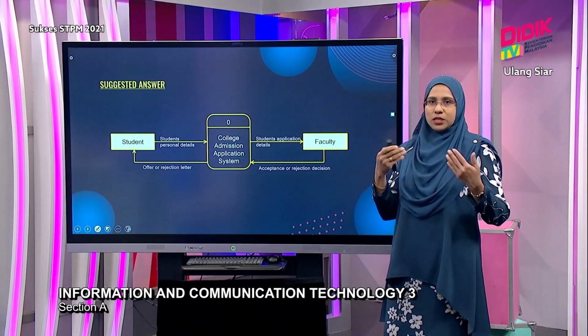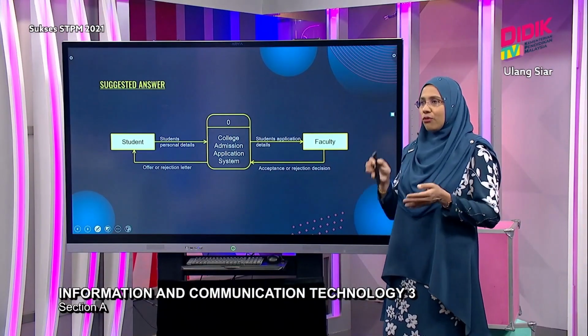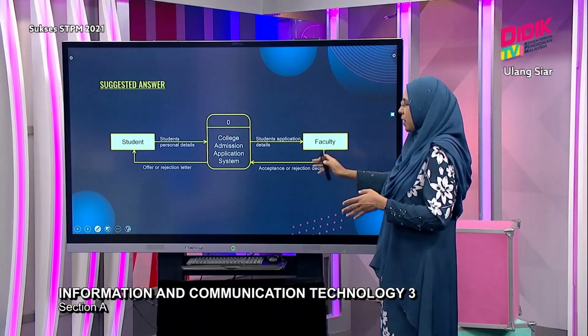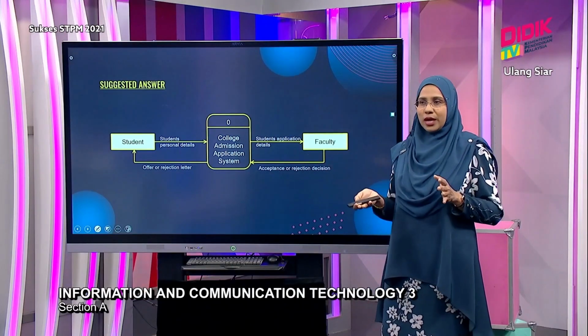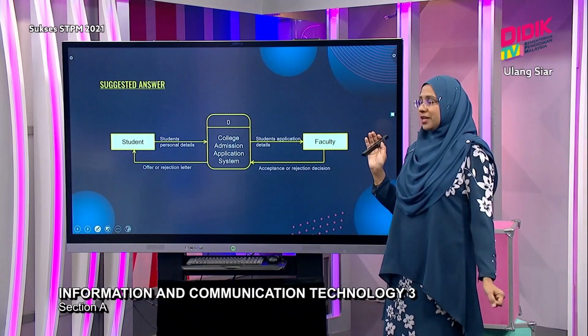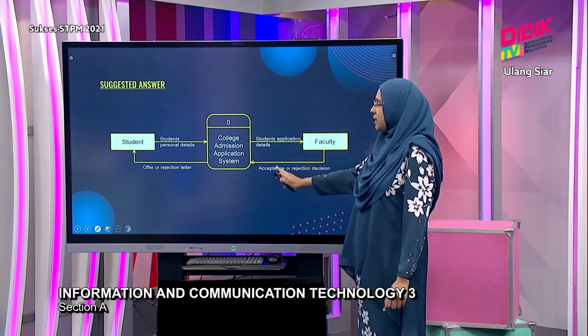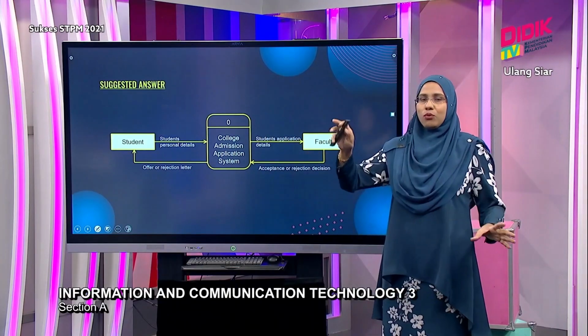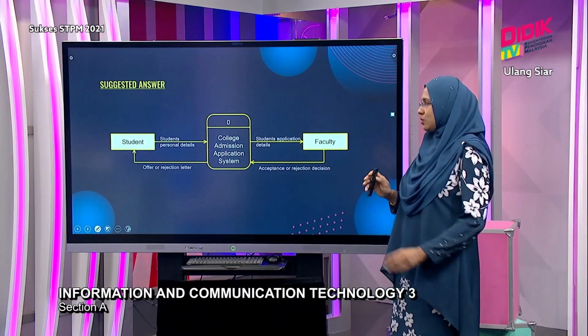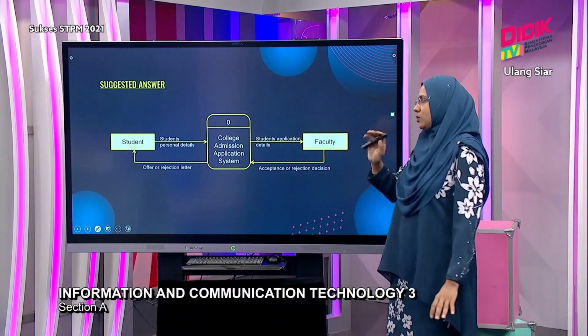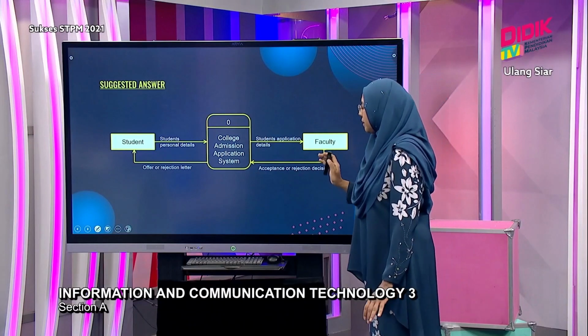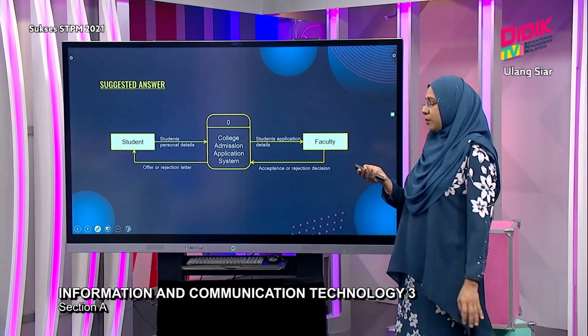Maybe the question will ask for a data flow diagram. This is another part of this. A data flow diagram is much longer. You have to split this into a few more processes, so it will be longer. So I don't discuss the data flow diagram here.